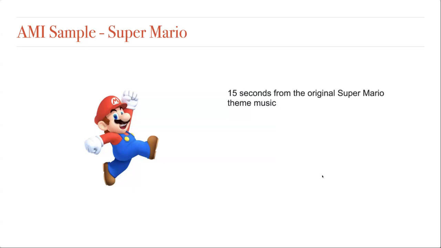So the next one is Super Mario. I passed 15 seconds of the original Super Mario main theme music, and then the rest is generated by Amy.